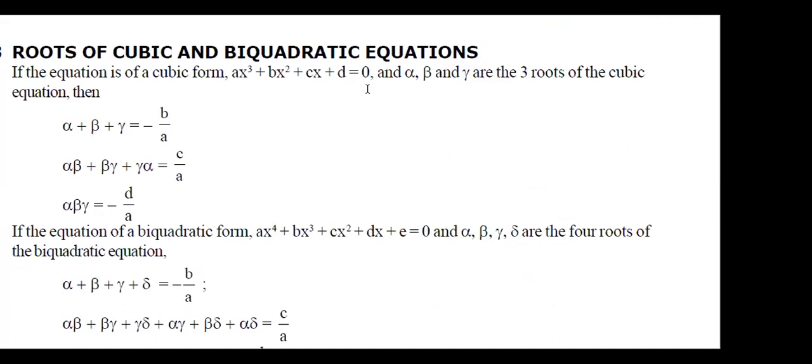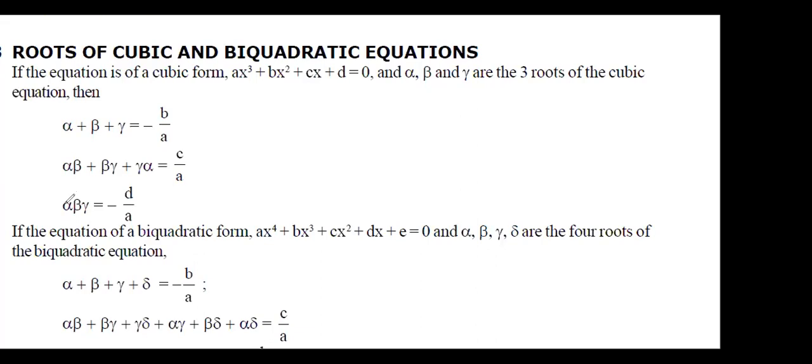The last concept is roots of a cubic, biquadratic, or any equation as such. So if I'm having a cubic equation, ax cubed plus bx squared plus cx plus d, in this case I'm having three roots, alpha, beta, and gamma. The same concept that we studied in quadratic, we can apply over here. Sum of roots is always minus b by a. Sum of roots taken 2 at a time is c by a. Sum of roots taken 3 at a time is minus d by a.